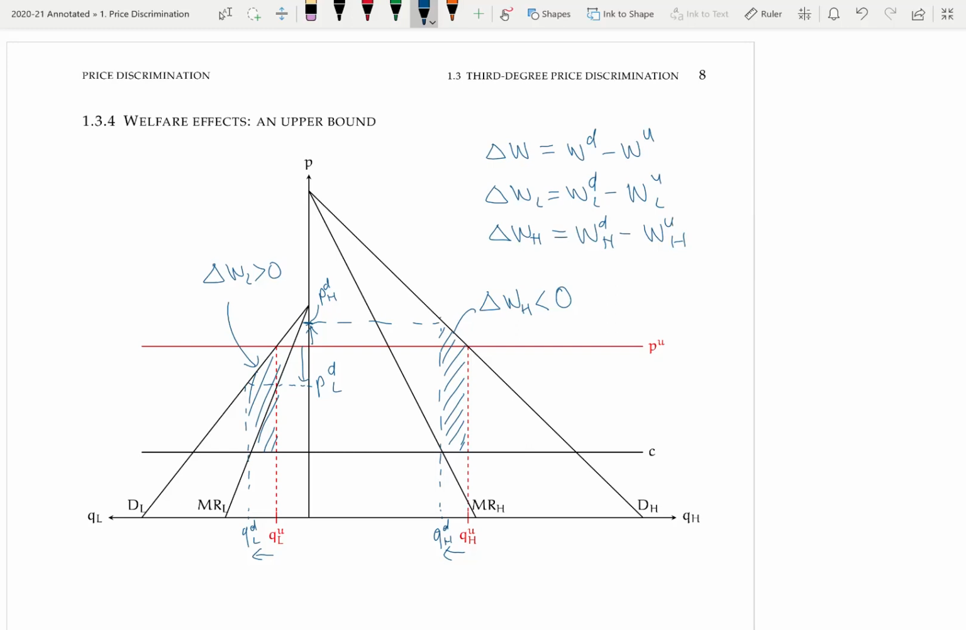And the notation for output is going to be similar. I'll denote the total quantity under third degree price discrimination with QD, so that's QDL plus QDH, and the total quantity under uniform pricing is QUL plus QUH. So we're going to see that whether the change in welfare can be positive depends on whether the quantity under third degree price discrimination is more than the quantity under uniform pricing. So let's write down some inequalities to show when welfare can be positive.